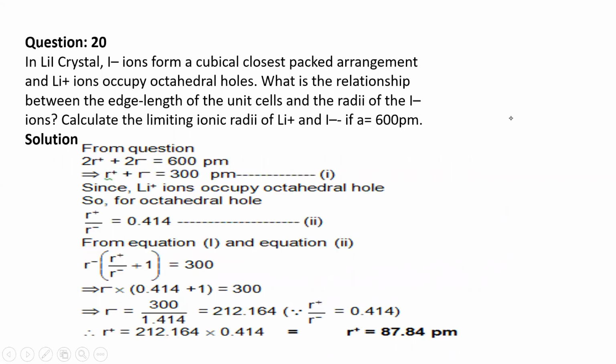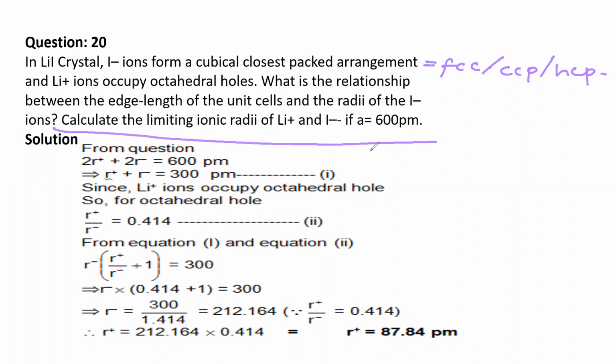Now we are discussing question number 20. In a lithium iodide crystal, iodine ions form a cubic closest packing arrangement, that is FCC, CCP or FCC, and lithium ions occupy octahedral holes. What is the relationship between the edge length of the unit cell and the radius of the iodide ion? Calculate the limiting ionic radii of lithium plus and iodide minus if a is equal to 600 picometers.